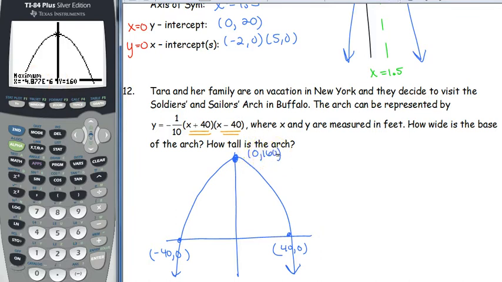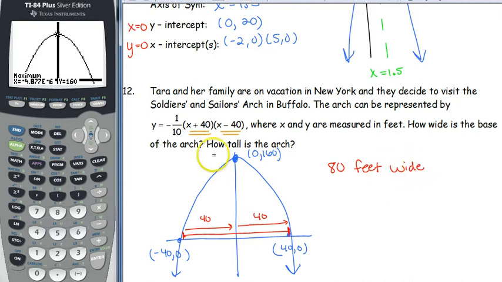We want to decide how wide the base of the arc is and how tall it is. Well, if I'm looking to see how wide it is, that is talking about the x's. So from here to here, I have to go 40 to get to 0, and then I have to go 40 more to get to the other end. So it is going to be 80 feet wide.